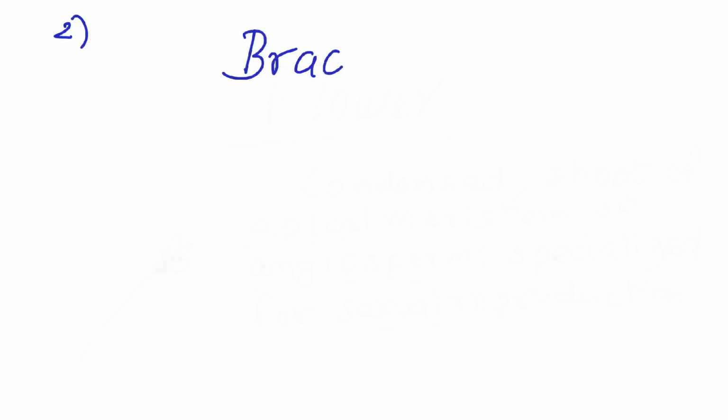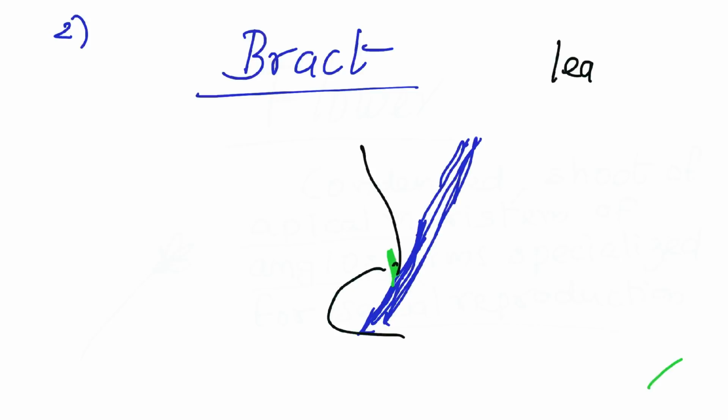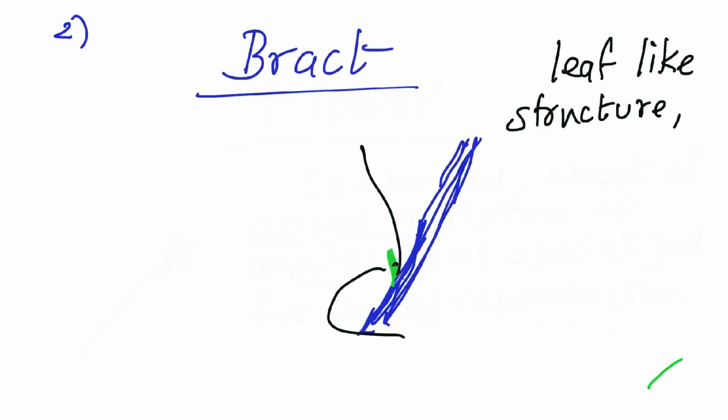Let's go on to the second point. So what is a bract? Now you can have the stem, and there's a greenish structure which looks like a leaf, but it's not a leaf, and from the axil of which the flowers may arise. A leaf-like structure, the axil of which flowers may arise, is what is called a bract.